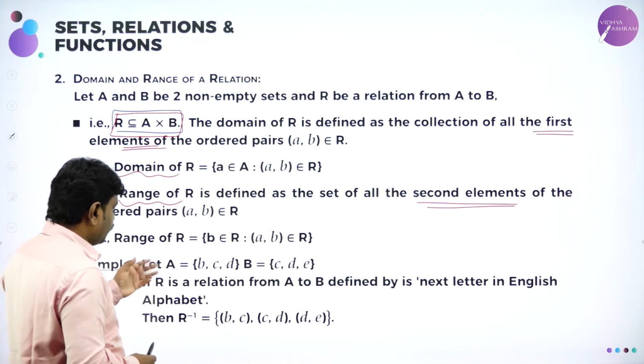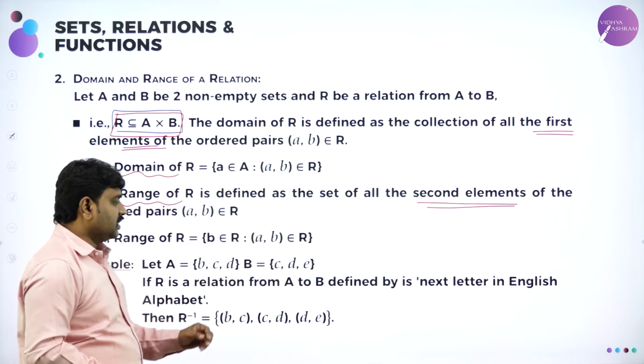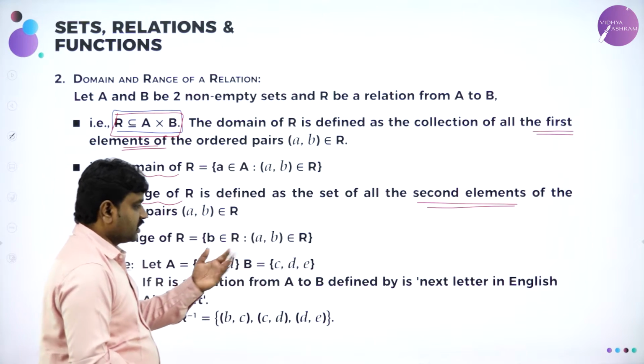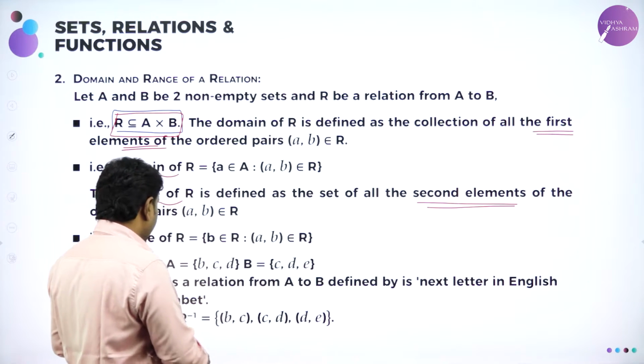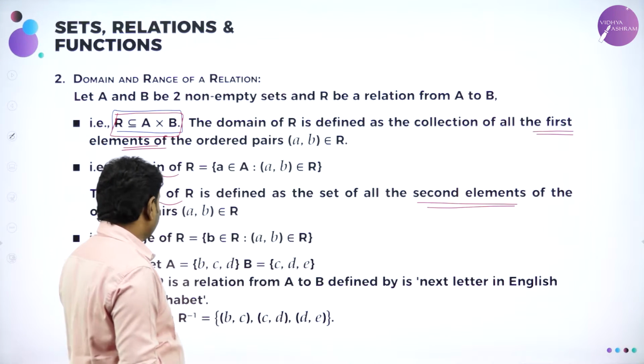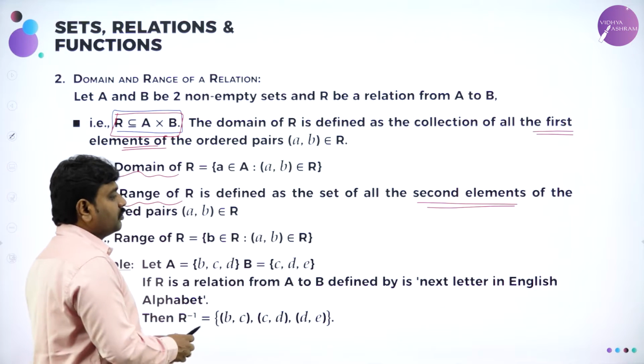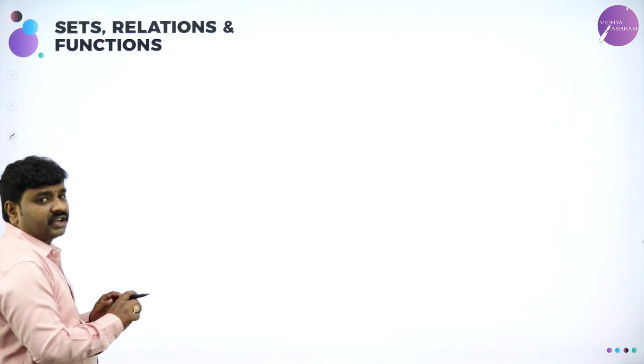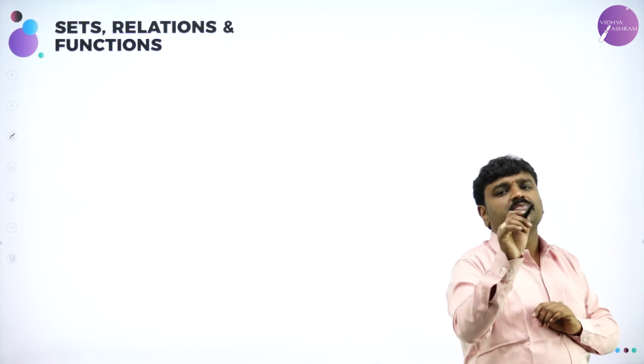And if you take a relation, let B, C, D and B is equal to C, D, E, relation they have given, we can also write the inverse relation for this. Then we'll come back to this. Before that, first I'll conclude what is called domain and range. So to make you understand domain and range, let me take a simple example.